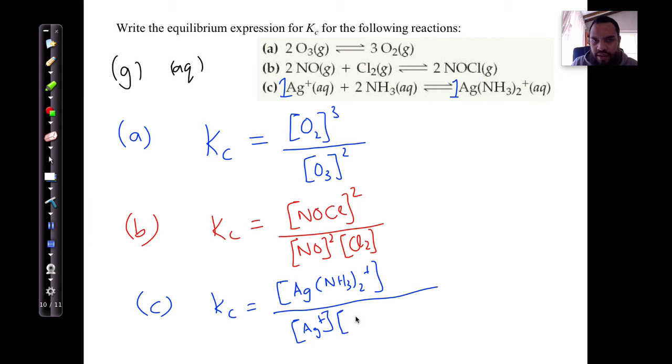Okay, and that's going to be ammonia, NH3, the concentration of ammonia. I don't know what's happening with the angles over here, my head must be skewing, and that's raised to the power of 2. So there you go, there are a few examples of how to write out the formula for the equilibrium constant for given reactions.